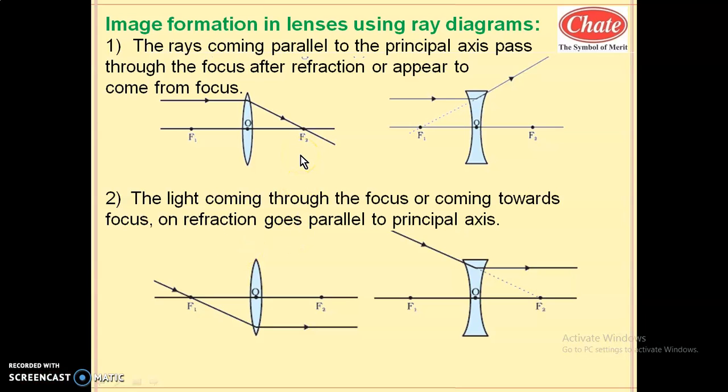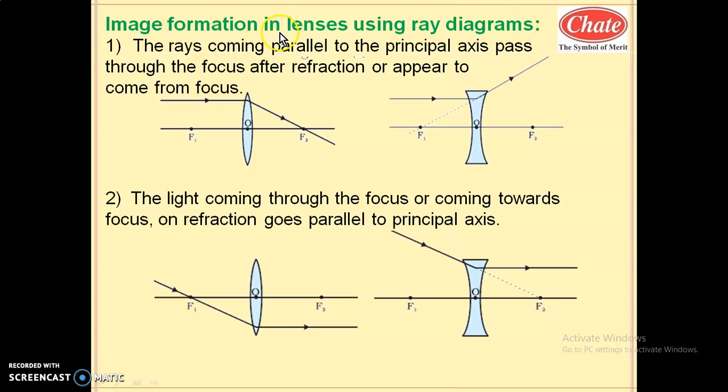Let us start the next part of light, reflection and refraction. Basically, the refraction of light. This refraction we are studying by lenses, convex lens and concave lens. So this is a convex lens, this is a concave lens. Let us see the next heading, image formation in lenses using ray diagram.